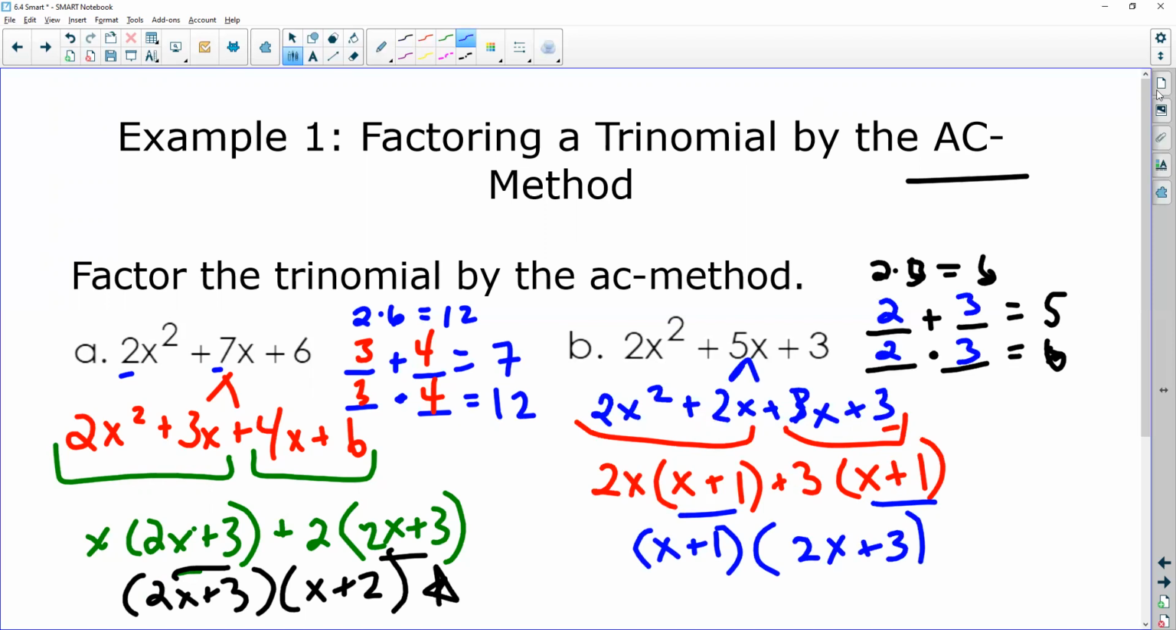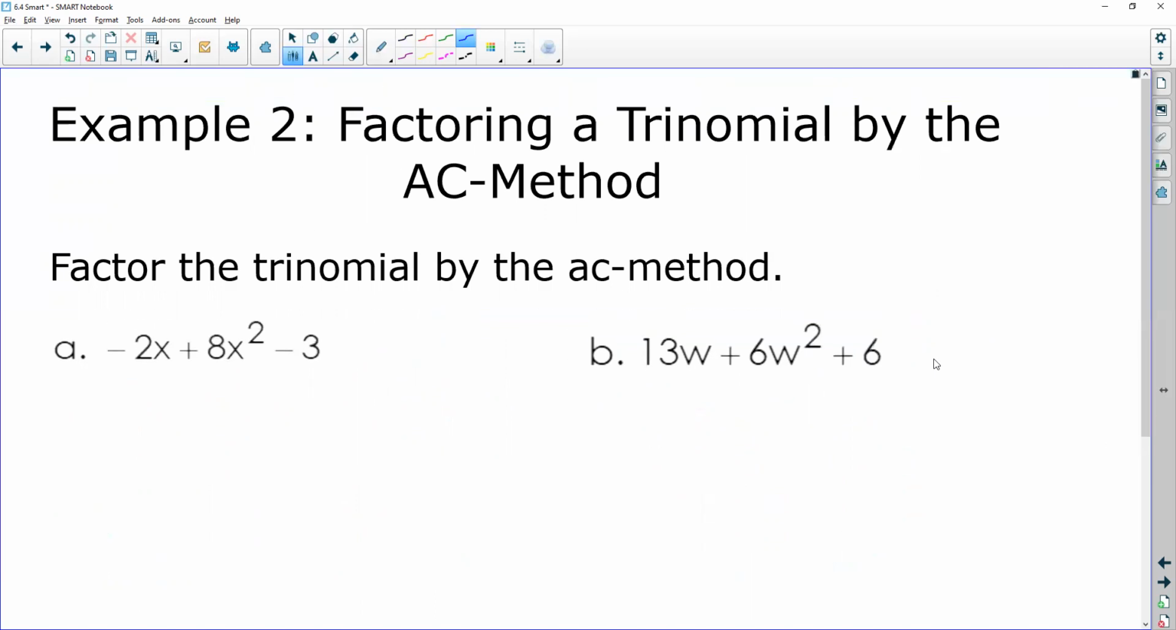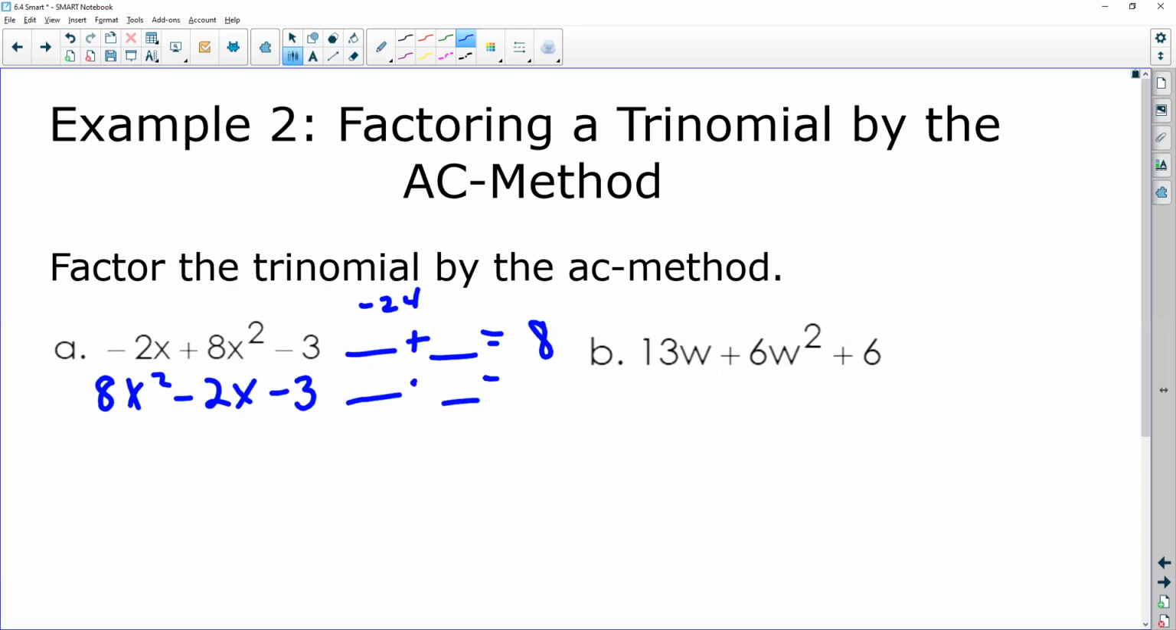So try another one. All right. This one is a little different because look, it's not even in order first, right? So the first thing I'm always going to need to do is write it in standard form. That's not new. So I'm going to have 8x squared minus 2x minus 3. And then I'm going to do what I just did. So 8 times negative 3 is negative 24. So I'm going to add up to 8. And I'm going to multiply to get negative 24.